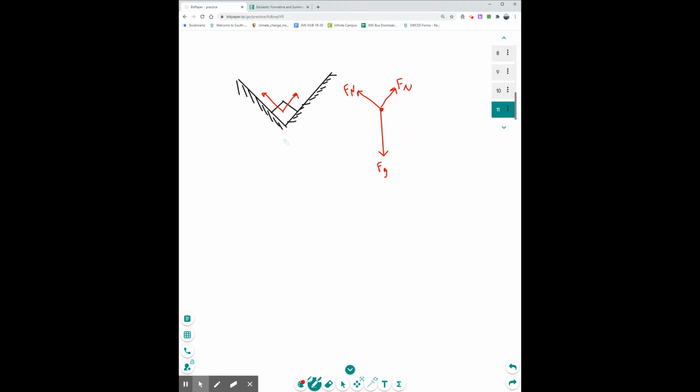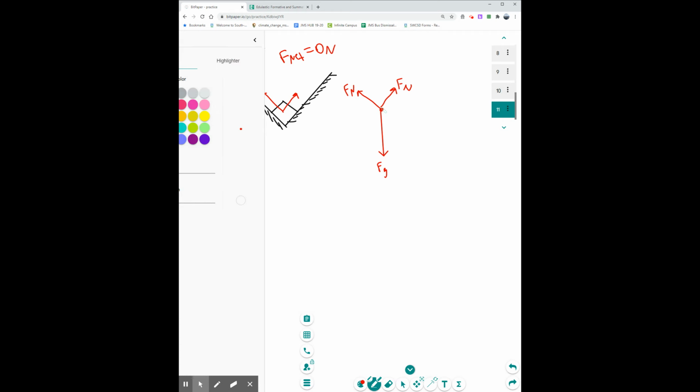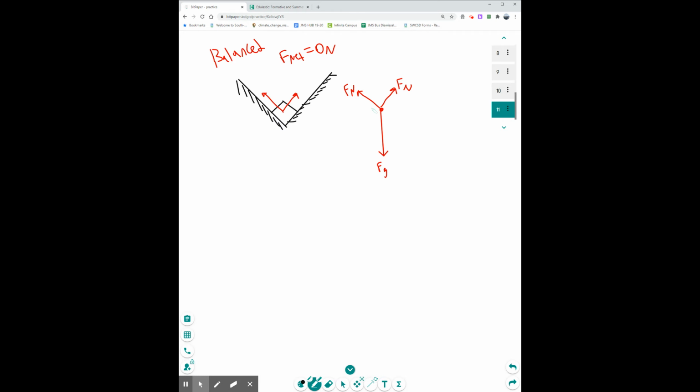Now we also know this object's not moving, so the forces must be balanced. So we know that the F net must equal 0 newtons, right? So we know that the vertical component that we're missing, that would go down the middle here, for both of these FNs has to be equal to FG, right? So we'll call this one FN1 and we'll call this one FN2.